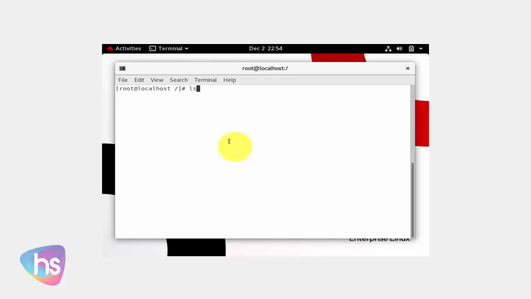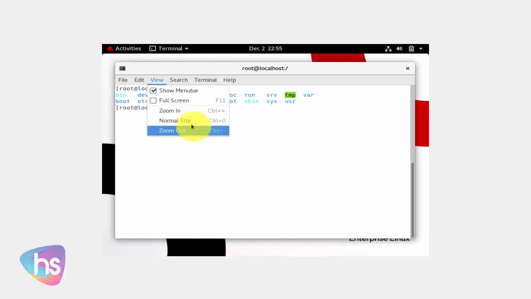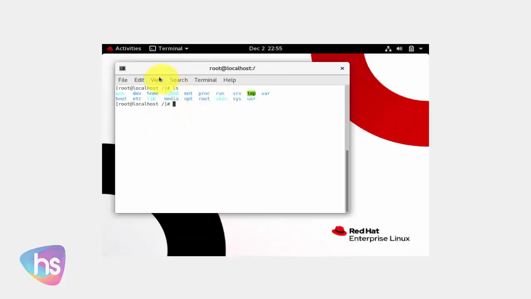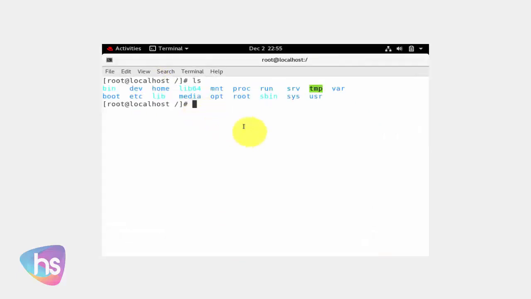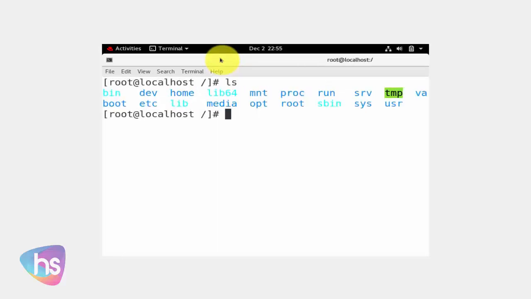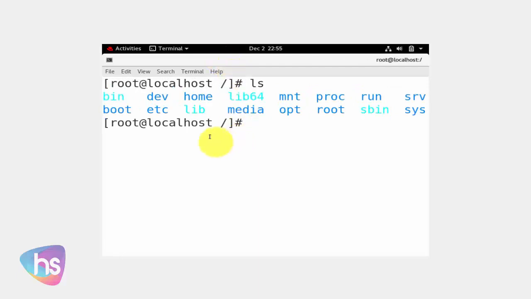Now I hit ls, and we have a directory listing here: bin, dev, home, lib, mnt, proc, run, srv. These are all the things. You will observe that I am zooming out, Control plus plus. Is it visible? Right.